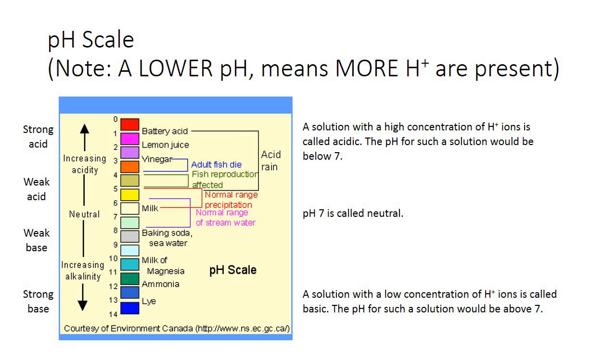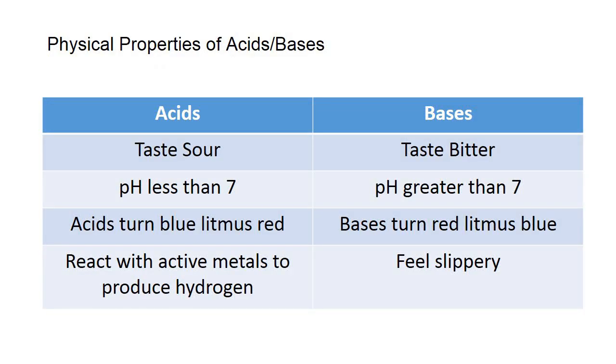Acids in general taste sour. They have a pH less than 7. They're going to turn blue litmus red. That one's pretty important to remember. And they react with active metals to produce hydrogen. Whereas bases don't react with metals at all.